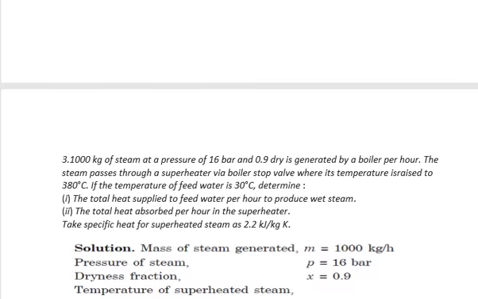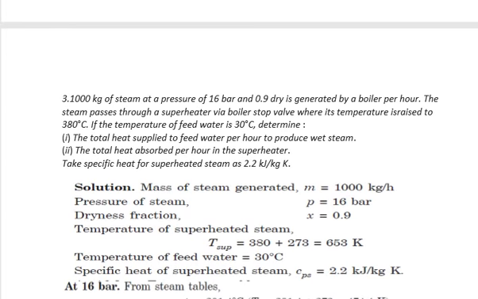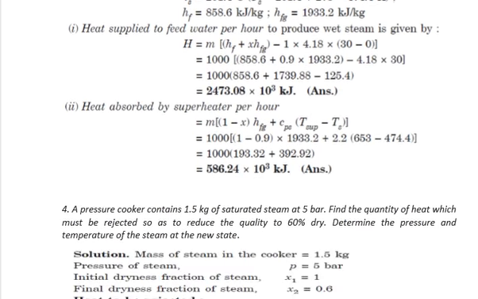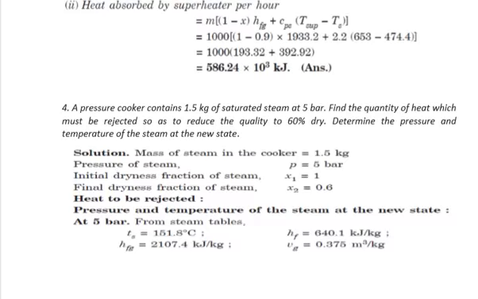What is given in this numerical is 1000 kg of steam passing through the superheater. How much heat is supplied to the feed water, and then how much heat is absorbed by the superheater, is the main parameter to be discussed here. This is the end of the third numerical, and then we go to the fourth numerical.